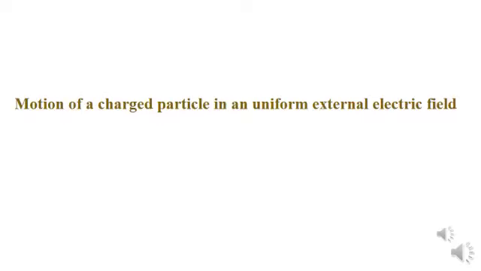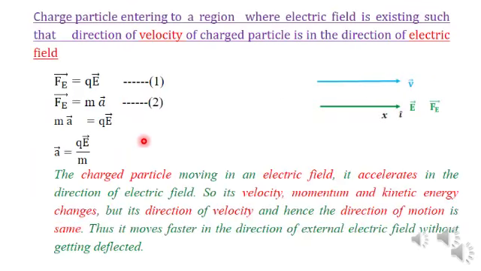Motion of a charged particle in a uniform external electric field. We can discuss the properties of a charged particle when it enters into a uniform external electric field. Consider a region where the electric field acts along the x-axis and a charged particle enters along the x-axis.